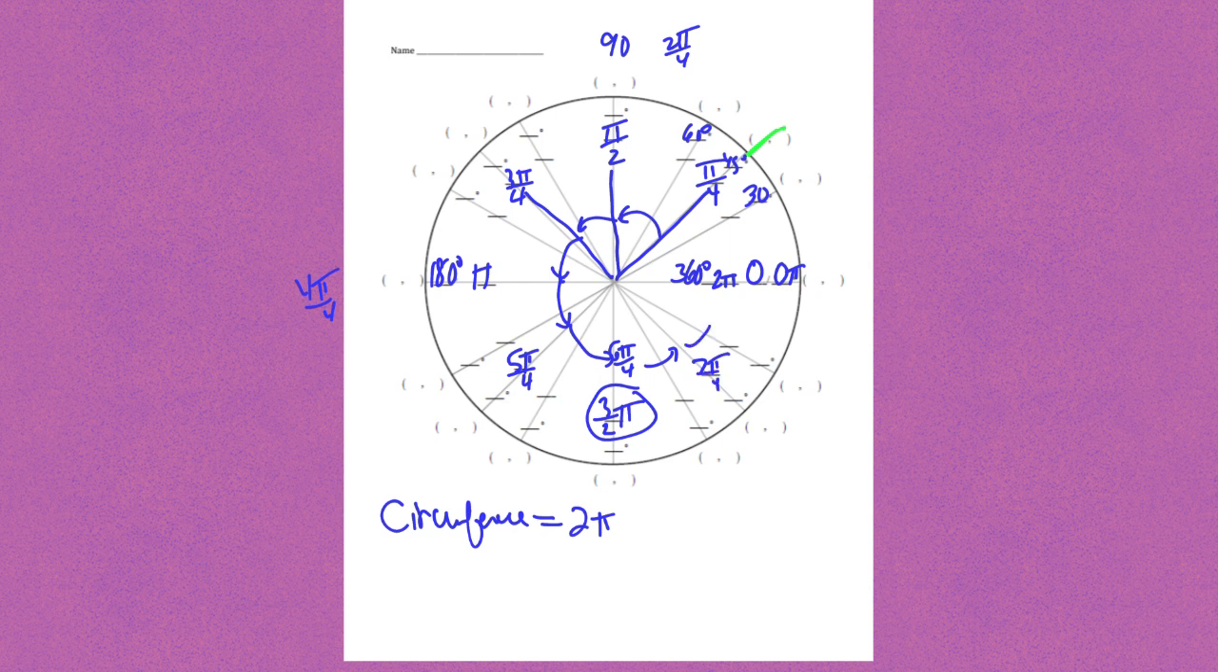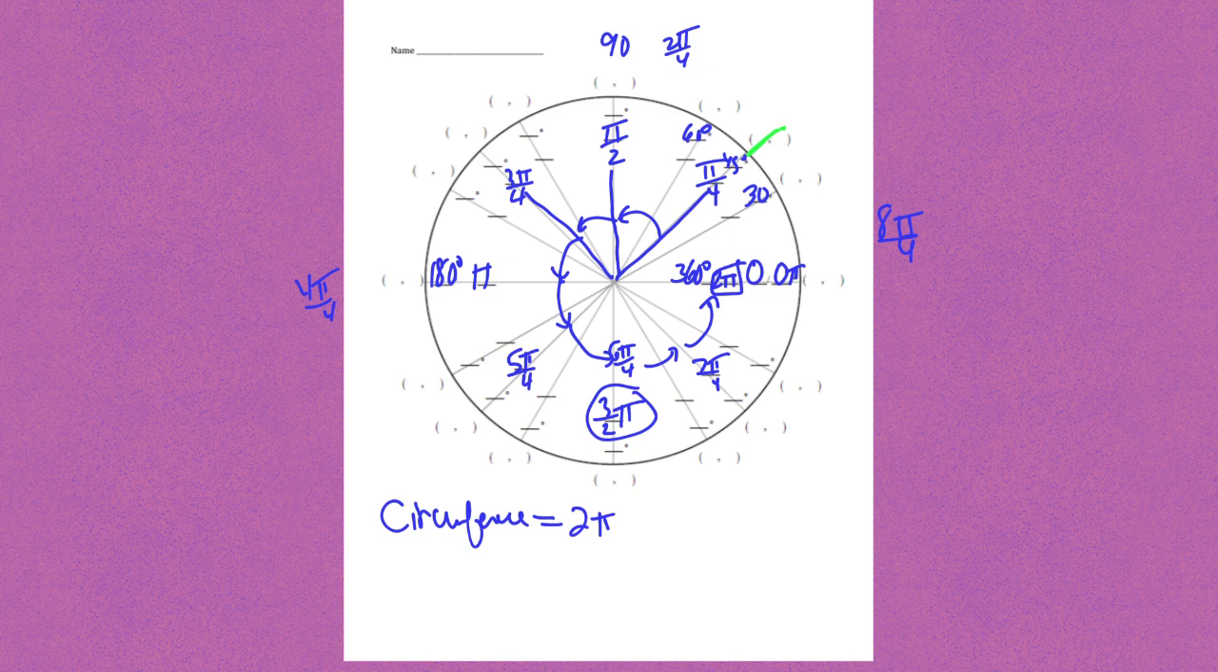If you go all the way back here, you get 8 pi over 4, which is going to be 2 pi. So we'll leave this as 2 pi. So we've got kind of the 45 degree angles on there. Our next step would be to get the 60s and the 30s on there.